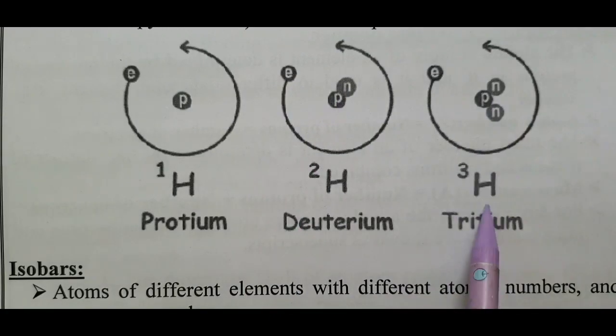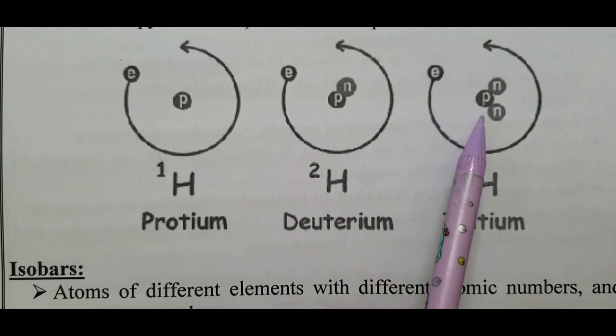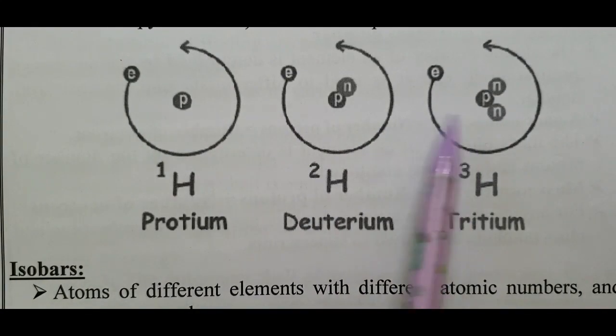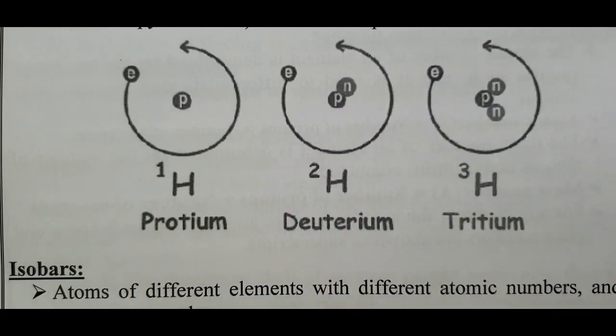There are 2 neutrons in tritium, with 1 proton and 1 electron. The number of protons and the number of electrons are the same. They differ only in the number of neutrons: 0 neutrons, 1 neutron, 2 neutrons.